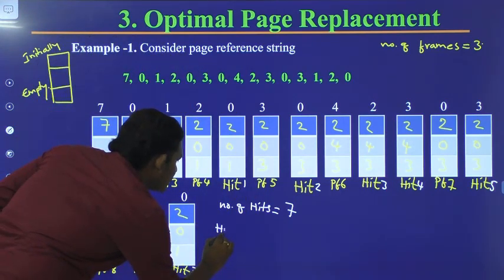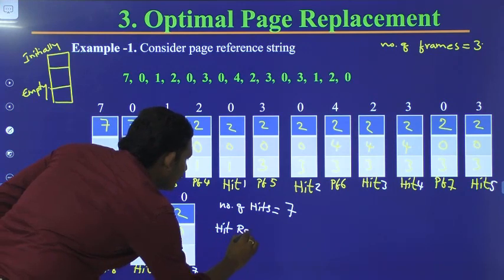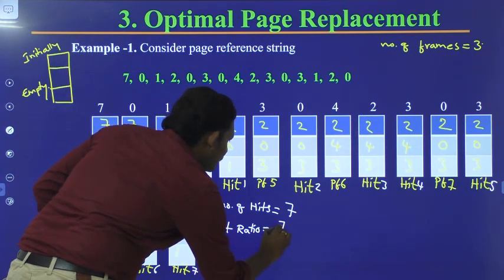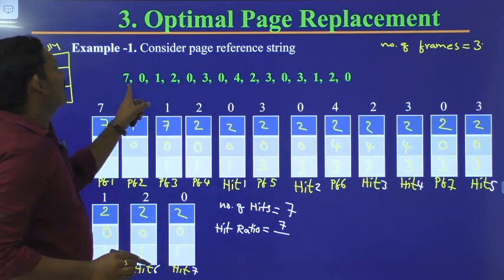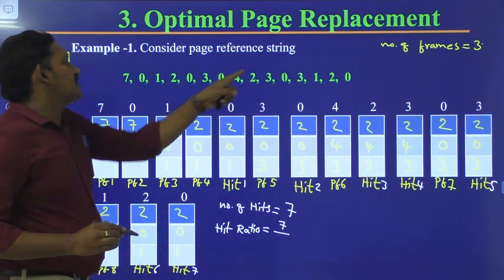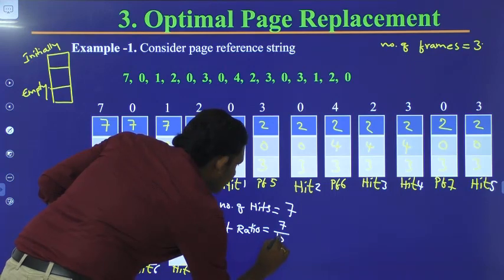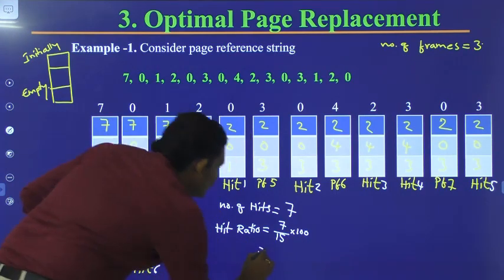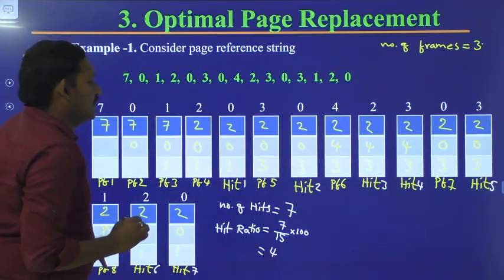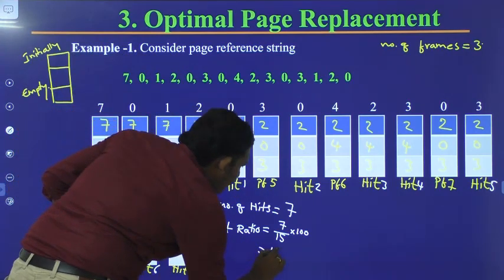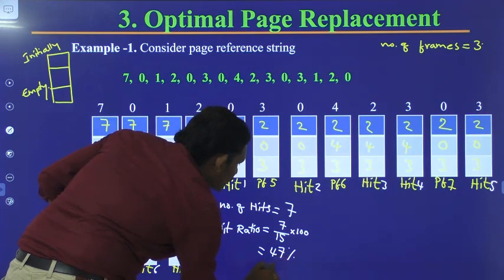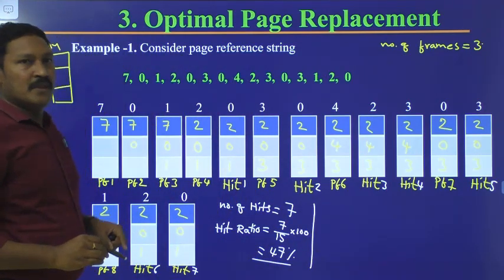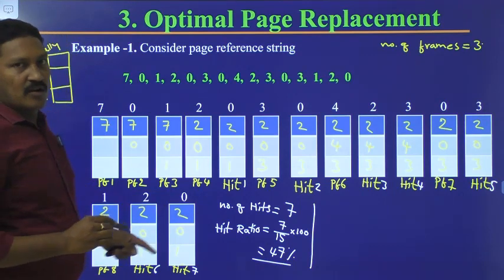So hit ratio is, so what is hit ratio? Number of hits are 7. So total number of reference strings. Reference strings are nothing but once again these are the reference strings. So they are 15, into 100. So we will get 5460. Approximately we will get 47%. Approximately, not exactly, approximately. Okay, we will get 47% around.